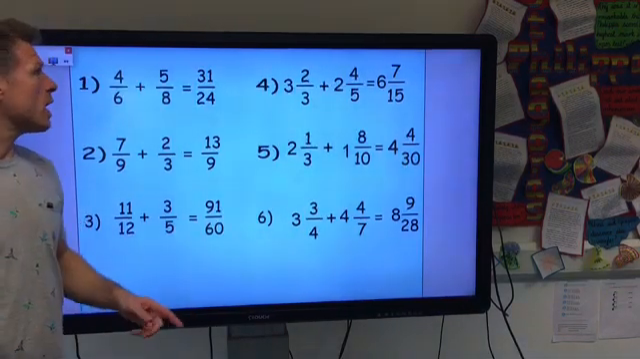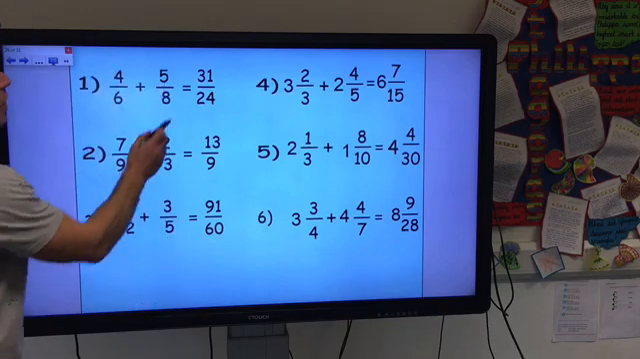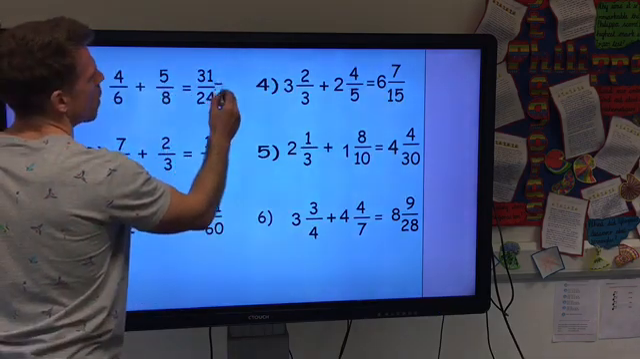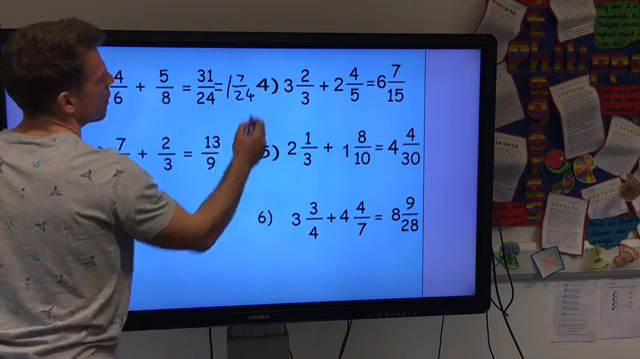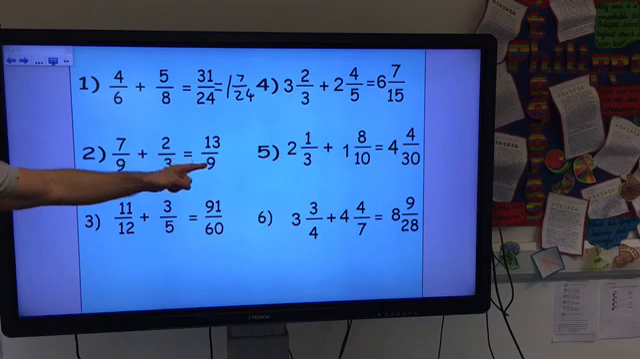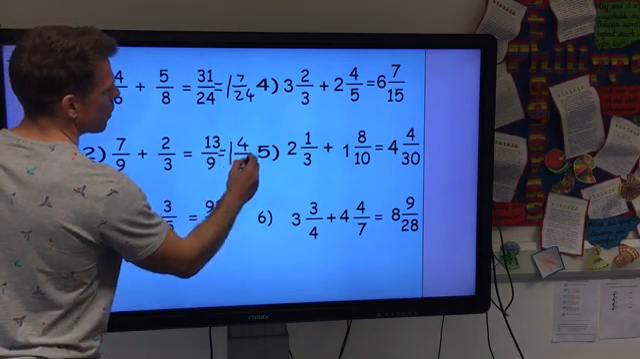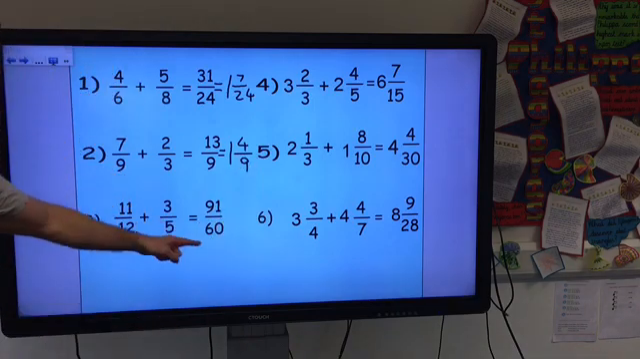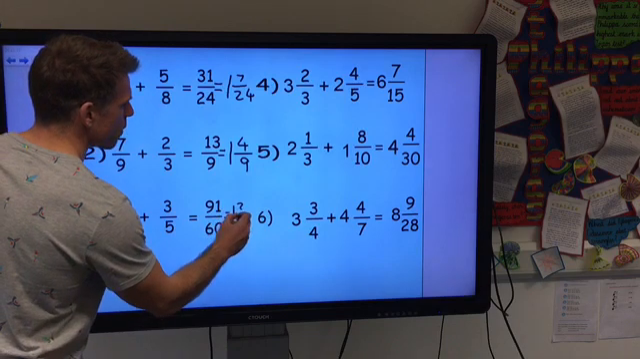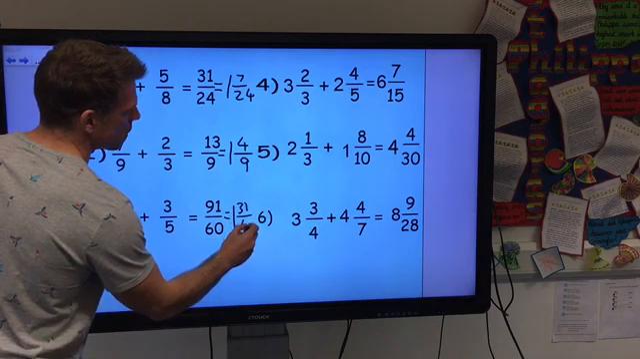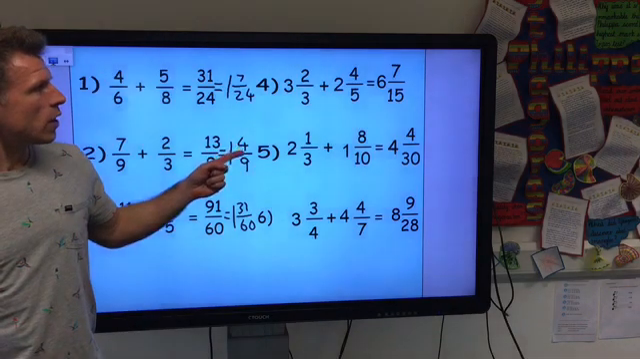Okay, so here's the answers here. I've answered these as improper fractions, so I'm just going to turn them back into mixed numbers. So 24 goes into 31 once, and you should have 7/24ths left over. 9 goes into 13 once, and you should have 4/9ths left over. 60 goes into 91 once, and you should have 31/60ths left over. And the answers on the right hand side, I'm not going to change at all.